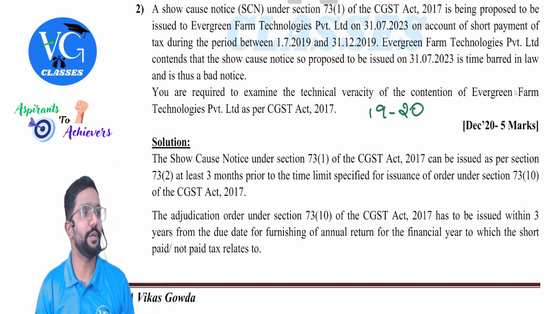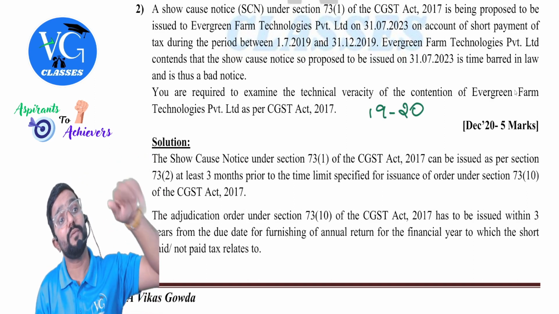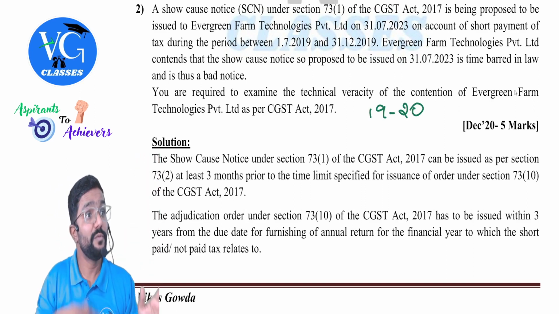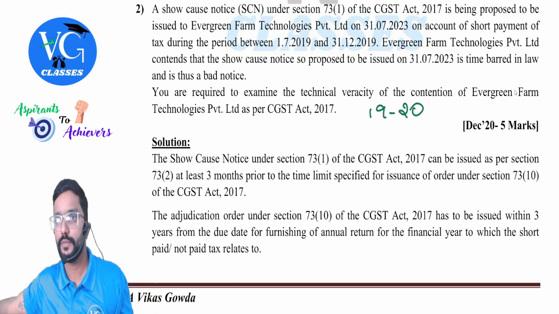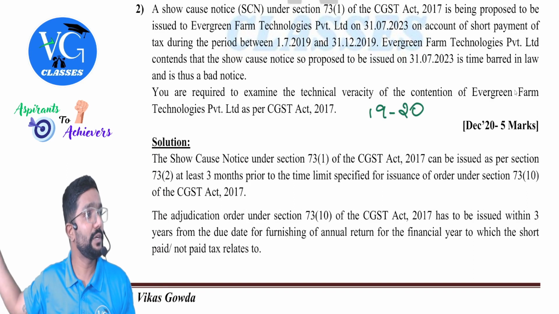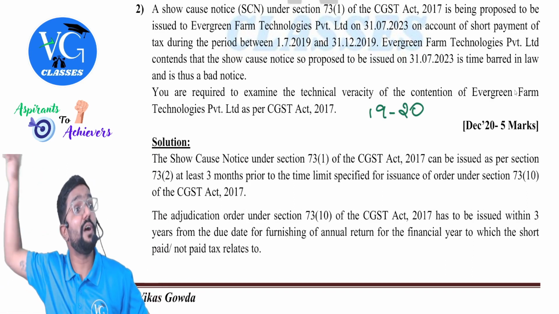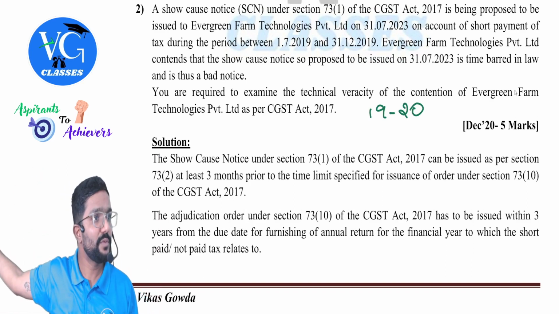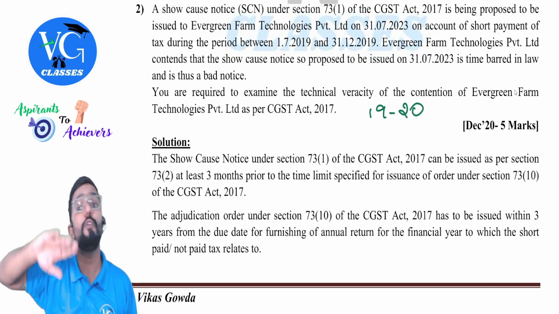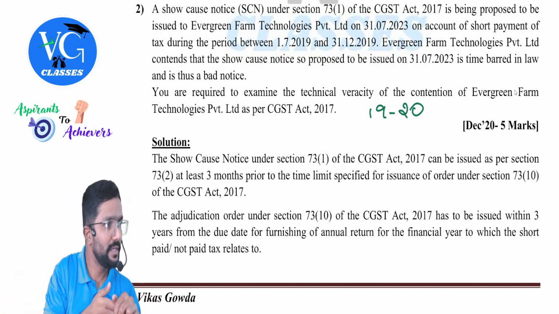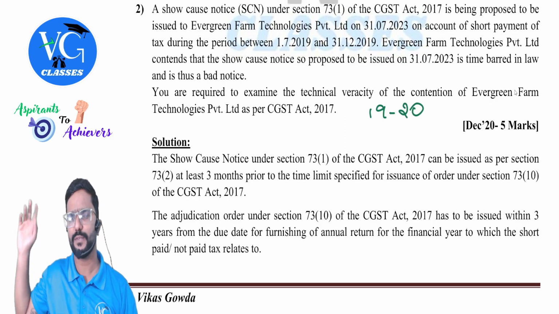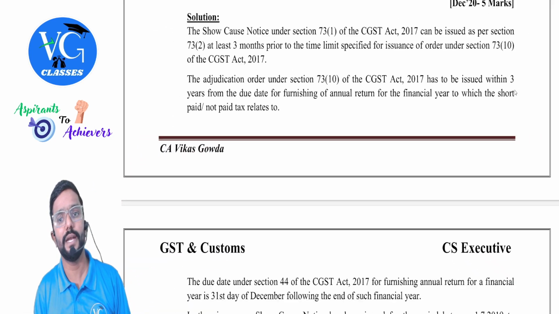73.1, 73.2. 73 subsection 1 gives power to the proper officer to issue notice. Within what time is given in subsection 2, which depends on within what time the order has to be issued, because we need to go forward and then come backward. Then come backward for section 73 as well as 74. Okay, let us see.